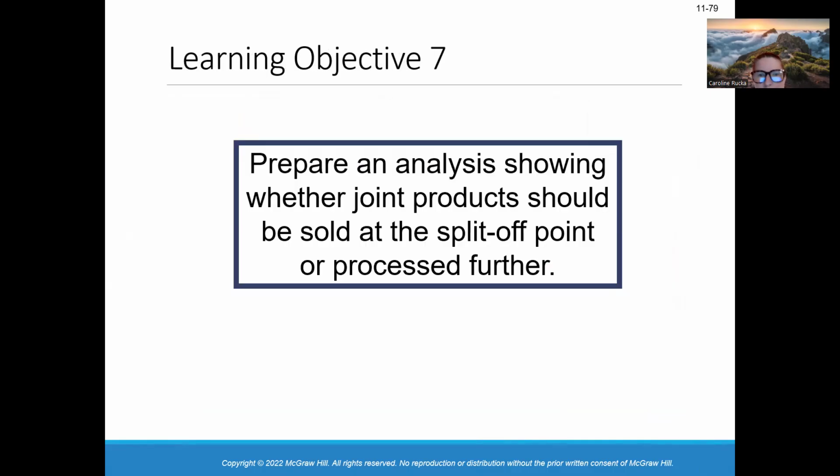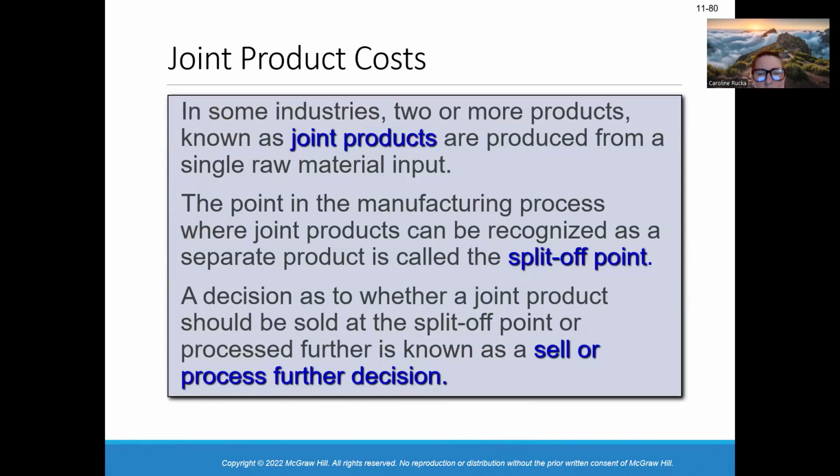All right. Last thing we're going to cover is this idea of joint products. In some industries, you have two or more products that we're calling joint products that are produced from a single raw material. The point in the manufacturing process where they separate from each other is called the split off point. So we need to make a decision at that point whether we should process the raw material further. That's called the sell or process further decision.